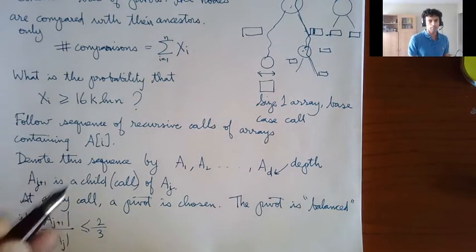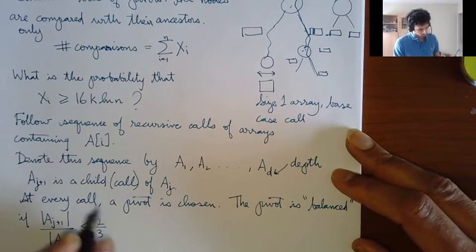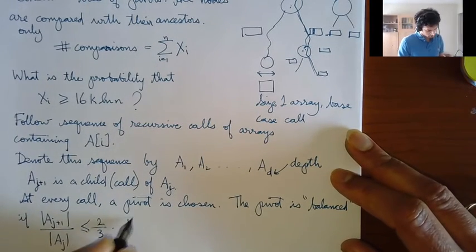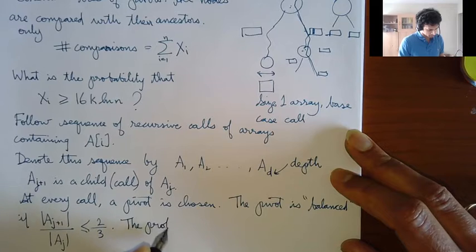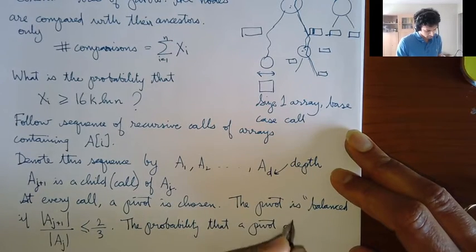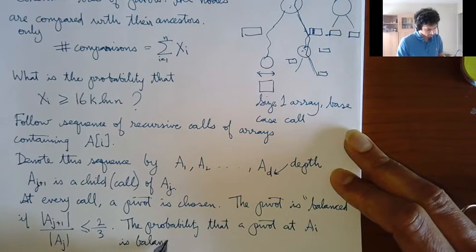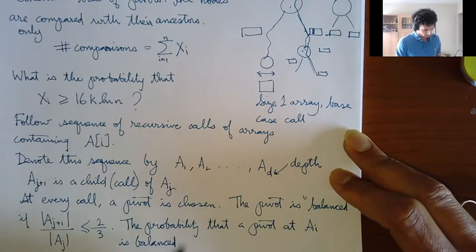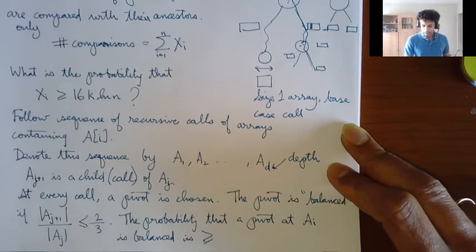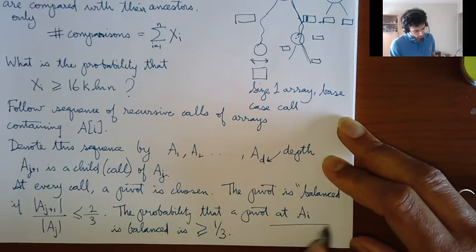So these are all random variables. Now the probability that a pivot at A_i is balanced is at least 1/3. Why? Let's look at A_i over here.